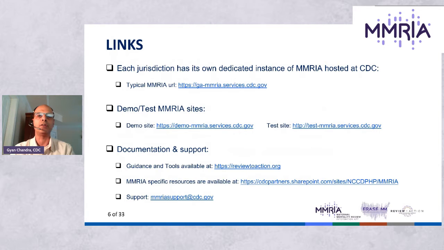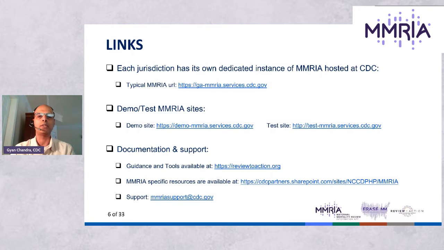Each state, jurisdiction, or entity has its own secure and dedicated instance of MMRIA on central hosting here at CDC. A sample URL is displayed here. MMRIA data is owned exclusively by each jurisdiction. CDC has no access to a jurisdiction's data for analysis purposes unless the jurisdiction specifically grants approval in writing. A limited number of Peloton and CDC technical staff have system access to provide technical assistance to jurisdictions when they report issues, or to run quality assurance programs to assist in the timely identification of data quality problems.